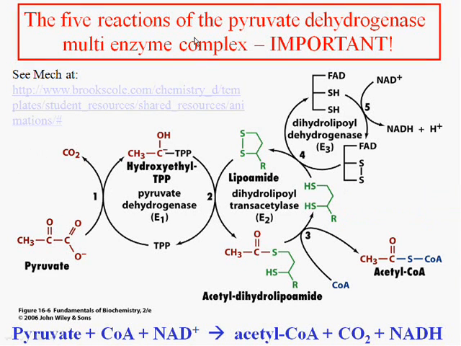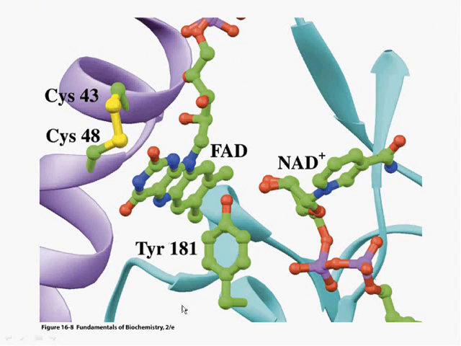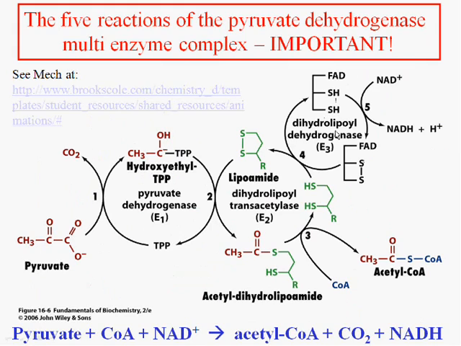Alright, here are the 5 reactions of the pyruvate dehydrogenase multi-enzyme complex. Here's a diagram from your textbook again. We've already seen this, and we also saw the animated explanation of it just previously. And these reactions are very important. They actually are potential short answer material for exam 4, so please make sure you learn them. They're very important. And just to show you, here's a picture of this part right here.